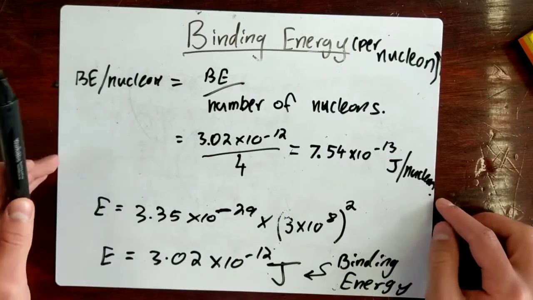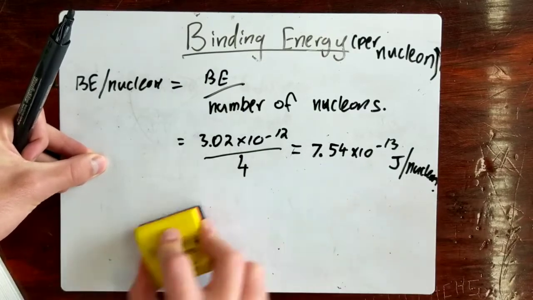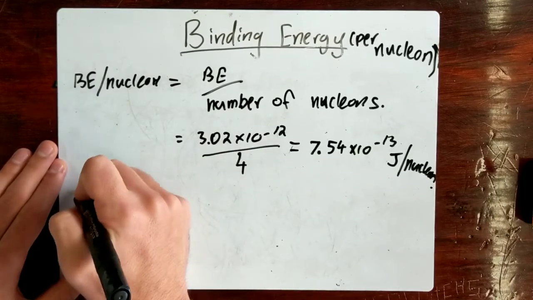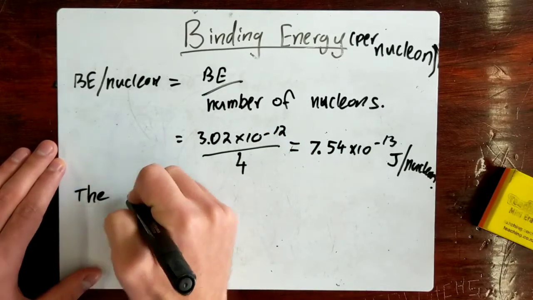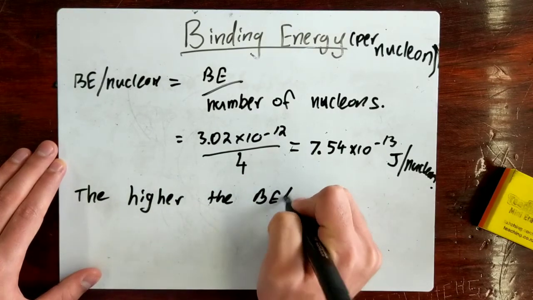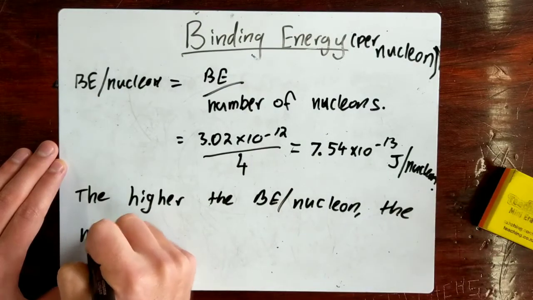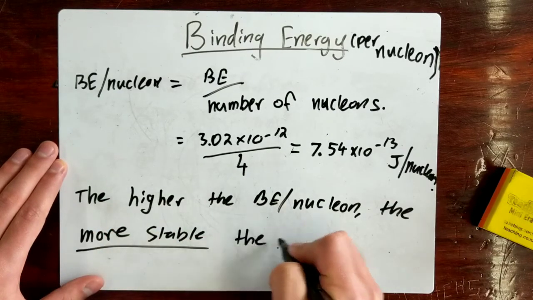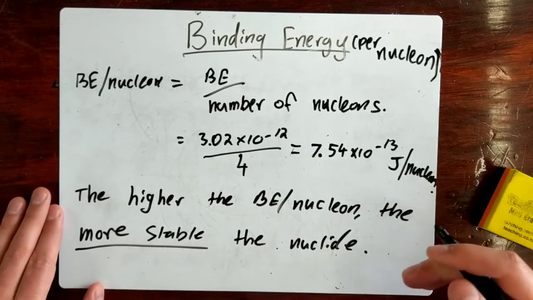Now, why is that an important number to calculate? Because, and this is a key principle that we're going to keep coming back to over the next few lessons, the higher the binding energy per nucleon is, the more stable the nuclide. The higher the binding energy per nucleon, the more stable the nuclide.